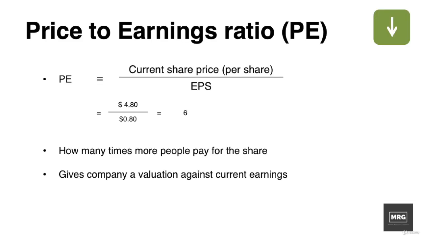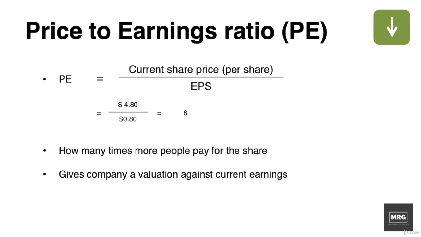The first one we want to look at is the price to earnings ratio, or commonly known as the PE ratio. If we put it into a formula, we are taking the current price per share over the earnings per share. Assuming that company A has a share price or stock price today at $4.80 and the earnings per share is 80 cents, you take 480 divided by 80 and you will get 6, a PE ratio of 6.